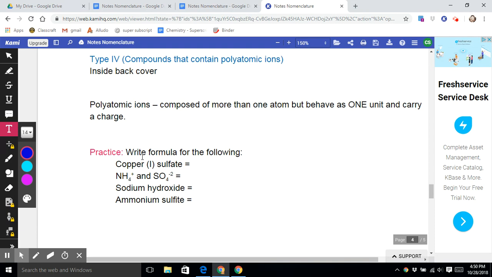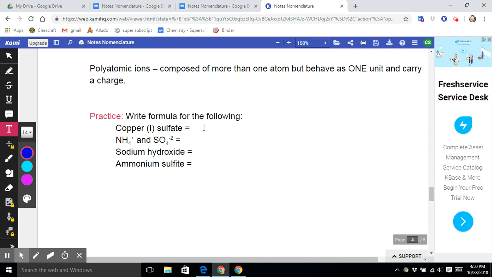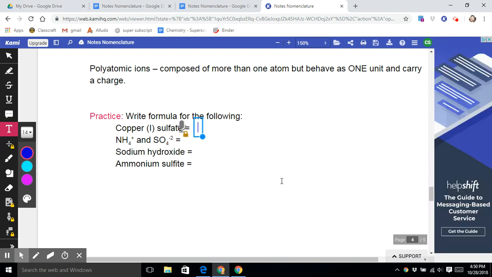Let's try some examples here. So here we're writing the formula. For type 4, the way you write the formula is no different from type 1 or 2. You're going to take the charges, cross them over, bring it to the bottom, and then reduce if it's necessary. So for example, copper 1 sulfate.